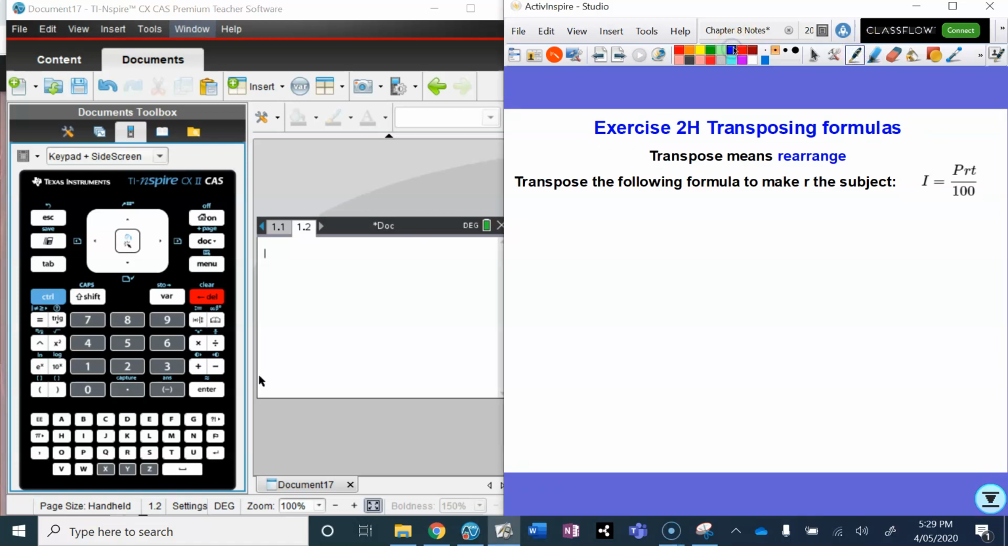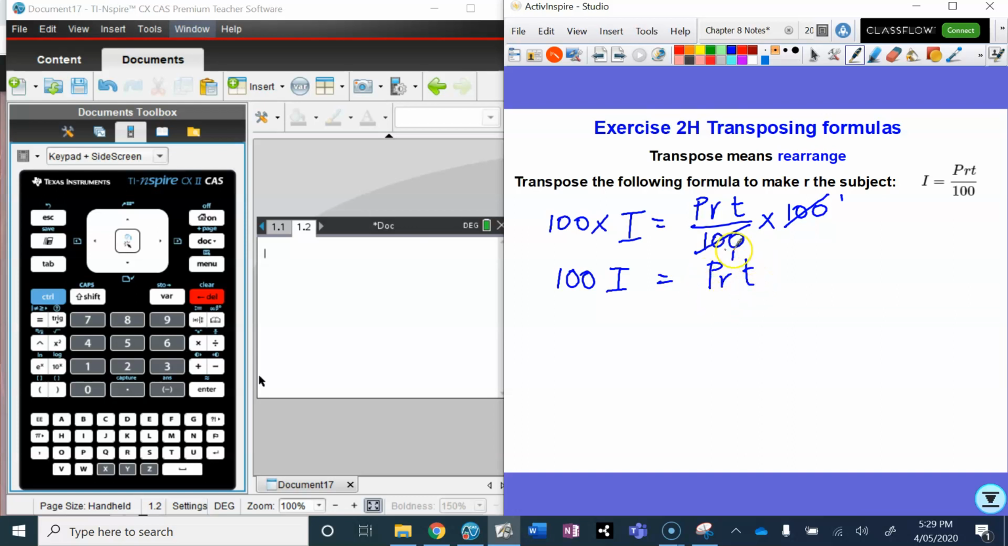So with your algebra skills, if you know that I is equal to P times R times T divided by 100, what we need to be able to do is to rearrange this right-hand side of the equation in terms that we can get rid of everything that's been done to R and leave R on its own. So the first thing I can see would help would be to multiply both sides of the equation by 100. And in doing that, this 100 and this 100 cancel. So it simplifies a little bit already to 100I is equal to P times R times T.